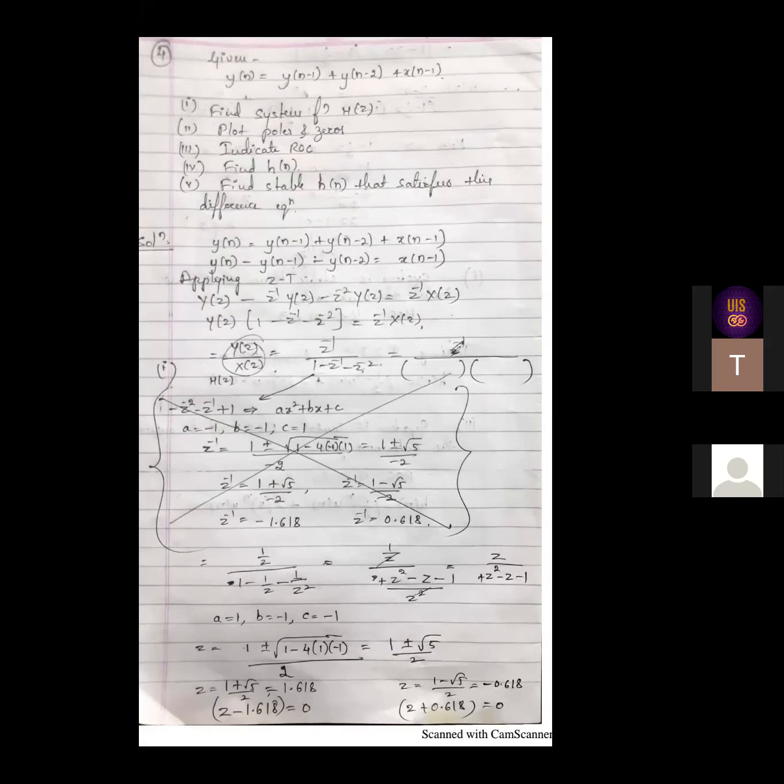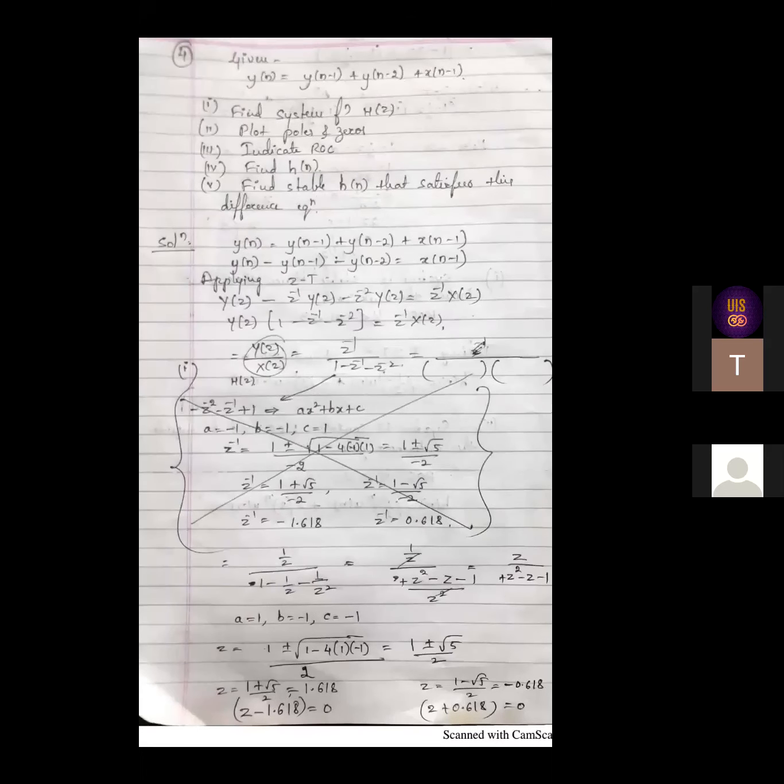What is the question? Y of n is equal to y of n minus 1... Difference equation is given to you. Instead of giving you H of z or individually x of n, h of n, y of n, a difference equation is given to you. This kind of problem we have already seen in the previous class. If the equation is given to you, we need to find H of z, then poles and zeros. We need to find the ROC, find h of n. See, this one question covers most of the things. So let us see how to solve this problem.